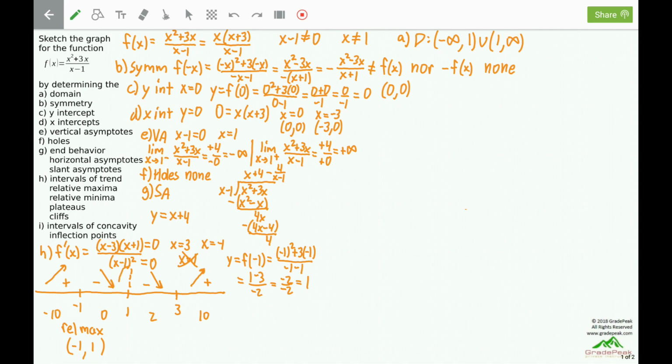X equals 1 is not a critical number. It's a vertical asymptote. Right at the critical number of x equals positive 3, we have the trend change from decreasing to increasing, so x equals positive 3 will be a relative minimum. X equals positive 3 also came from the numerator, so it will be a normal relative minimum.